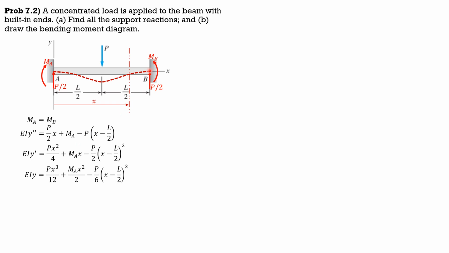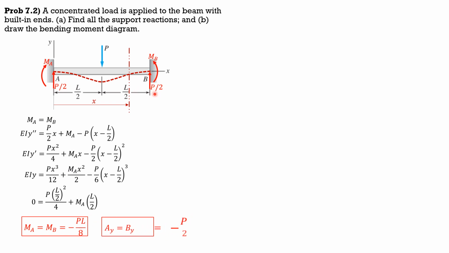Then when X is L at B, Y prime is 0. So 0 equals PL squared over 4. At midspan, because the maximum deflection occurs at the midspan, the slope here is 0. So substitute here X equals L over 2. So P times quantity L over 2 squared over 4 plus MA times L over 2, and this is 0. Minus L over 2 is 0. So from here, we can now solve MA, which is equal to MB, negative PL over 8. Then AY equals BY equals P over 2.